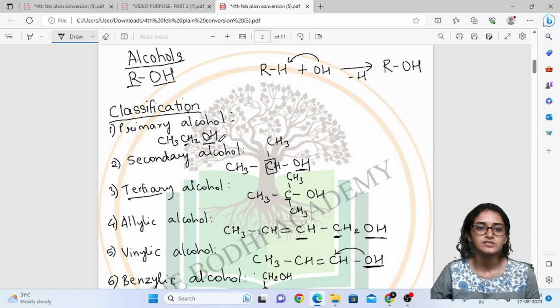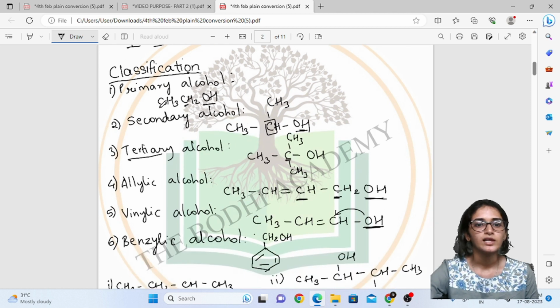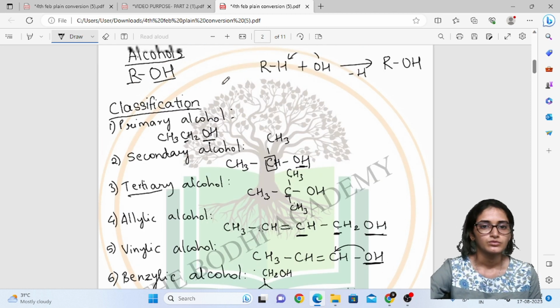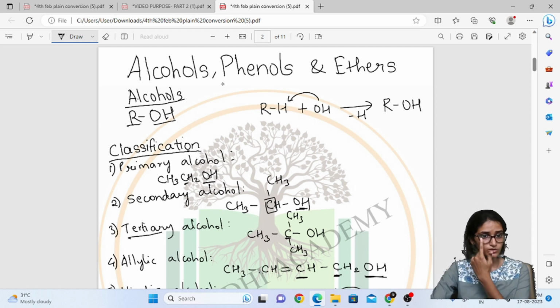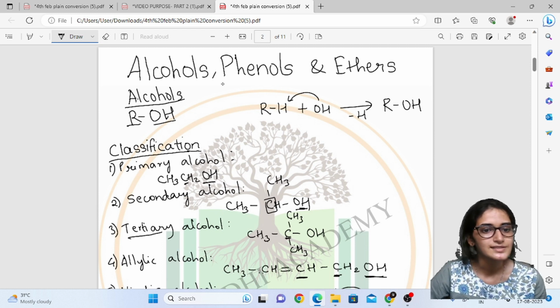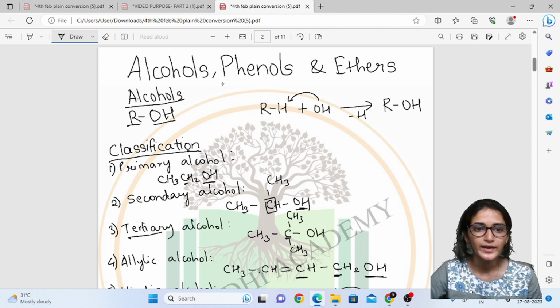Now whatever structures I have written, let us give names to those structures, or the formula. So primary alcohol I have written this. Let us first know about the general form, ROH, we call this alcohol. ROH, this is the alkyl group and this is the OH group. According to IUPAC nomenclature, we give the name to this alcohol as alkanol.